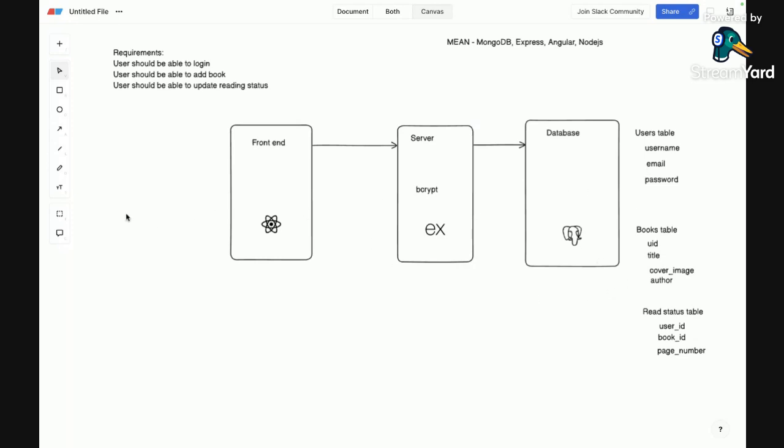So imagine if a user logged in and wants to get all the books. Again, the front end will send a request to the server, the server will send it to the database, and the database will send the data back to the server, and the server will send it back to the client. So this is how it works.